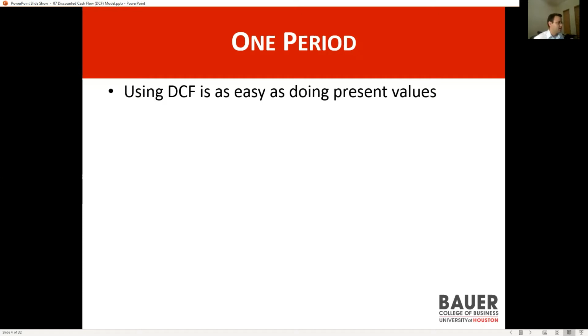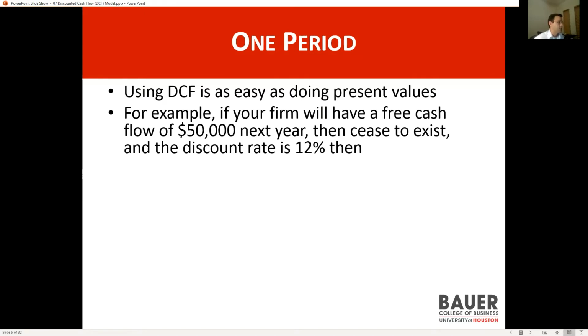A DCF model is nothing more than doing present values like we saw in the first week of class. So if we have a very simple company, it just has one cash flow, say. In this case, you have a firm that's going to generate a free cash flow of $50,000 next year, and then it's going to cease to exist. Okay, so about the simplest company that you can imagine. We have a discount rate of 12%.